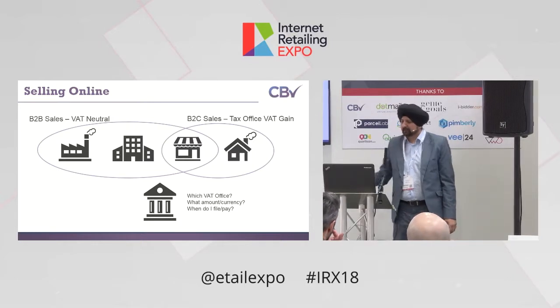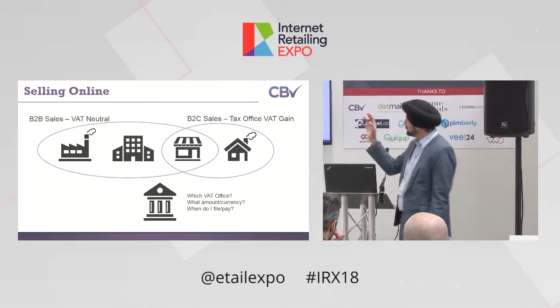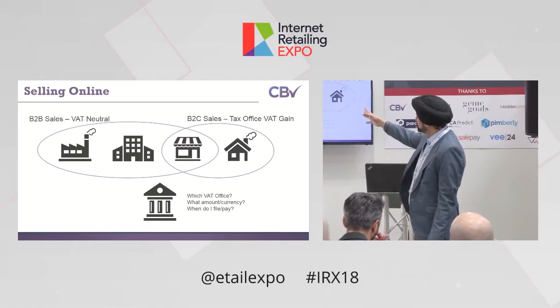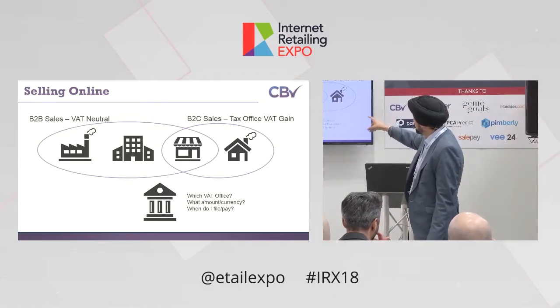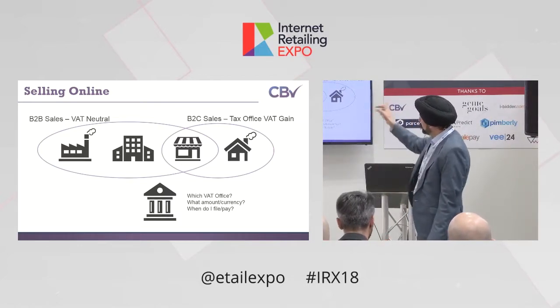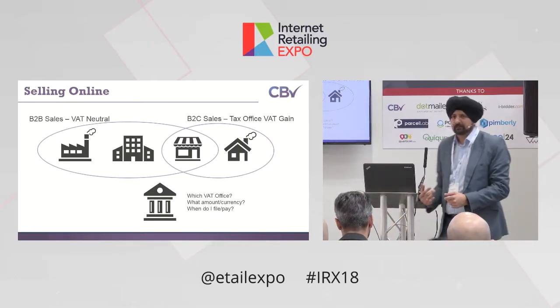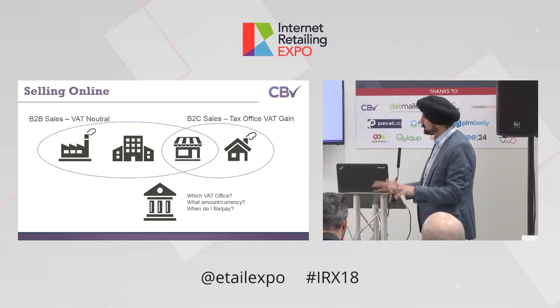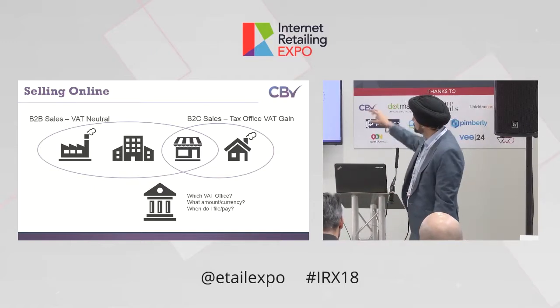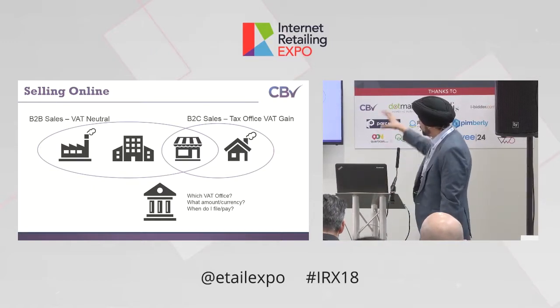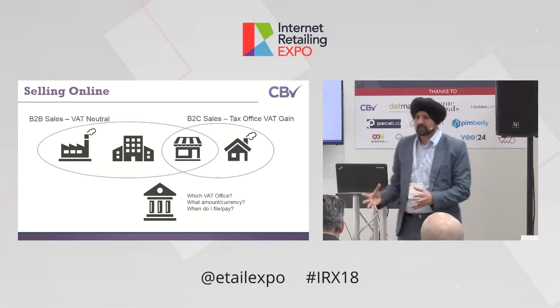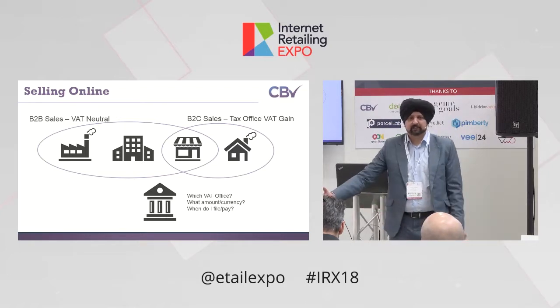So a quick recap. If you look at the industry on the left, you've got distribution, and then you've got yourself, the merchant, which is that shop. All of that is B2B, so it's neutral. You pay it and you reclaim it. So that's pretty straightforward. But the problem arises on the B2C side, where the VAT office expects to collect the money which you've collected from the end consumer.